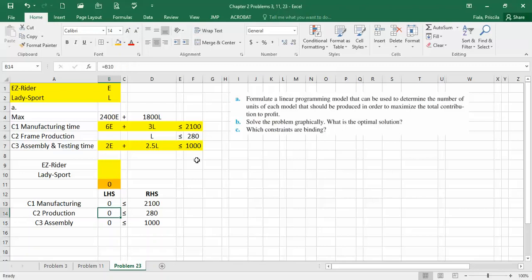For the second constraint, we only have Lady Sport equals 280, correct? Therefore, it's just going to be exactly the value that shows in Lady Sport right here, the solver gives to us.